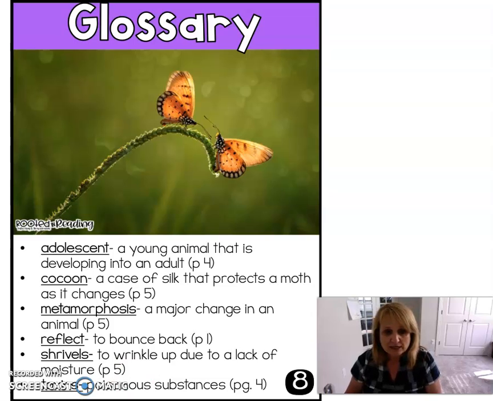Okay, toxins. Toxins, I think we've had that word before too. Toxins are poisonous substances. And I think that we talked about that word also when we were talking about frogs, because the poisonous dart frog had toxins on its skin. Remember that? All right, so let's go ahead and begin our book.